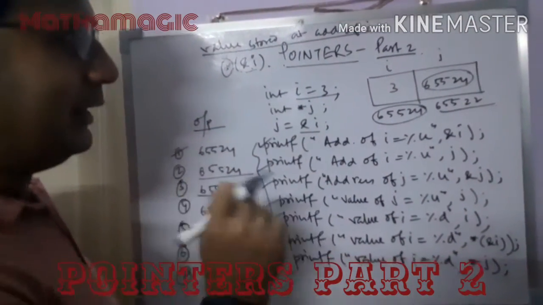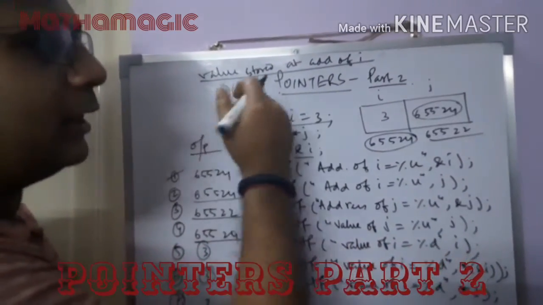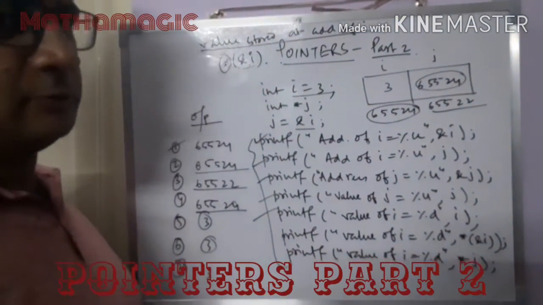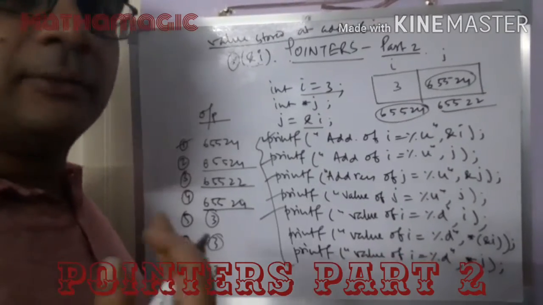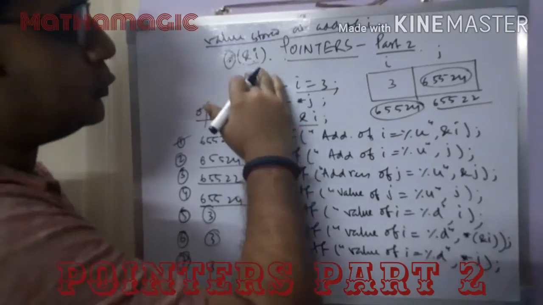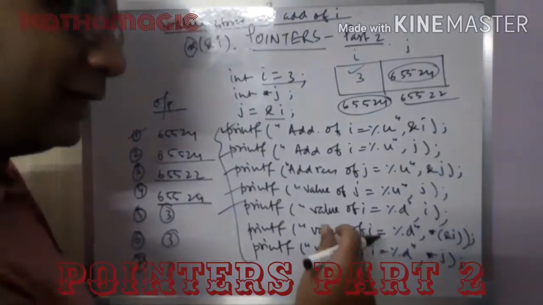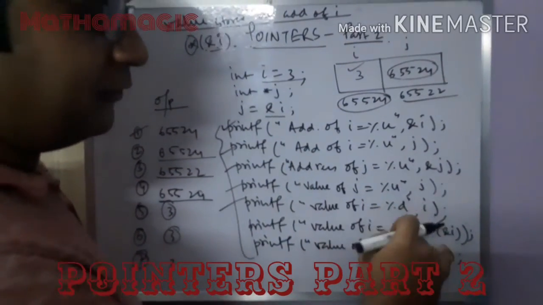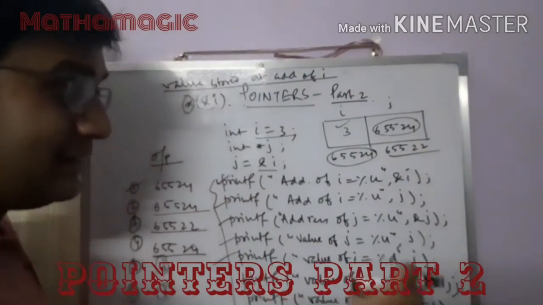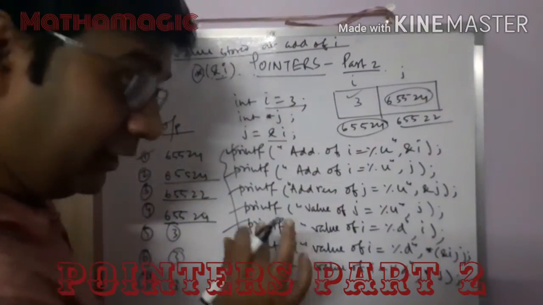I think that should be clear. I'll repeat it once again, that star means value stored, ampersand I means address of I. Ampersand of B means address of B, ampersand of C means address of C. This is how it works. So what is the value stored at this address? Obviously it is 3. Or if you were asked what will be the output of this statement, you can easily find out from this calculation. This is very, very important.